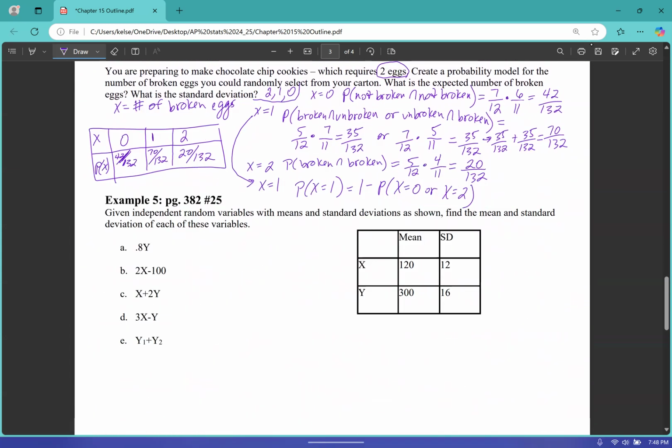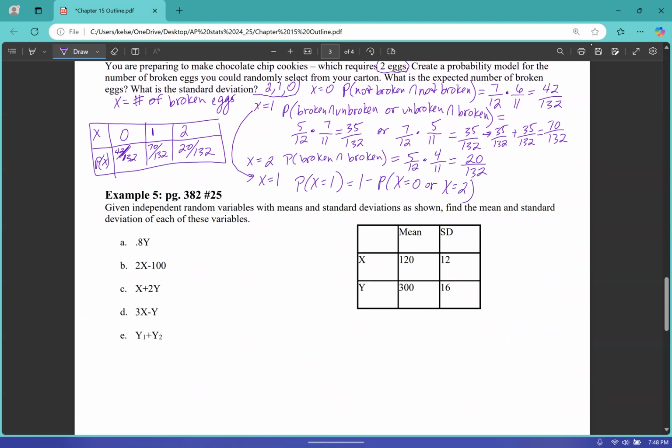So let's go here now. This one, we're given independent random variables with the means and the standard deviations shown, and we need to find the mean and standard deviation of each of these variables. So we have 0.8 times y, 2 times x minus 100, x plus 2y, 3x minus y, and y1 plus y2. All right, so we're going to go through how to do all of these here.